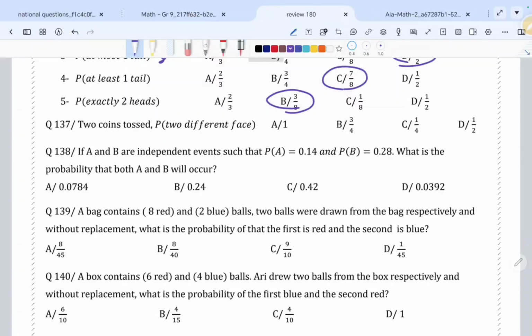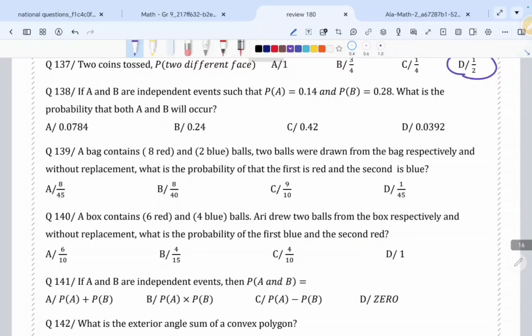2 coins were tossed. Probability of different faces is what? It's 1 out of 2. This one is about dependent and independent events. If A and B are independent events such that probability of A is equal to 0.14 and probability of B is 0.28, what's the probability that both A and B occur? So you have to multiply those numbers, and you get the answer.